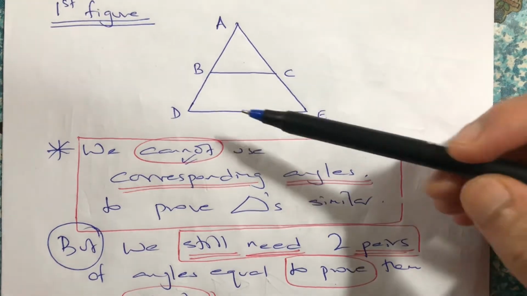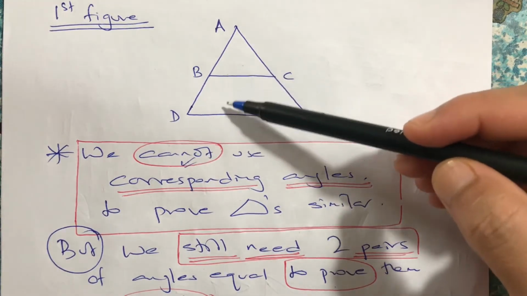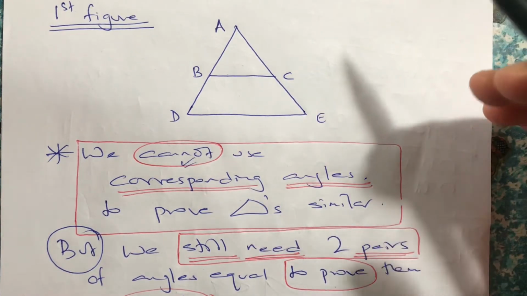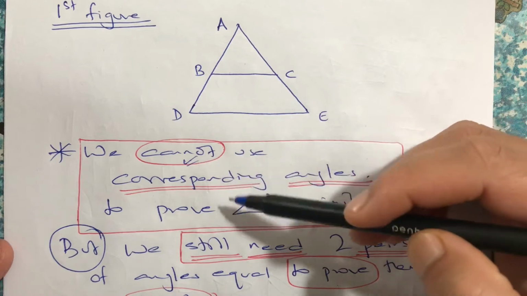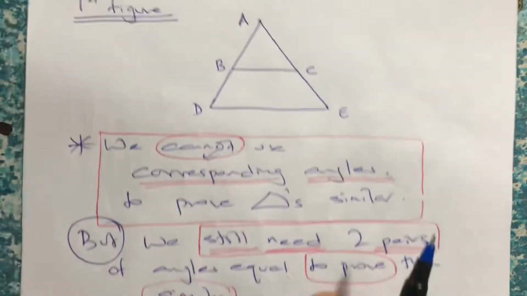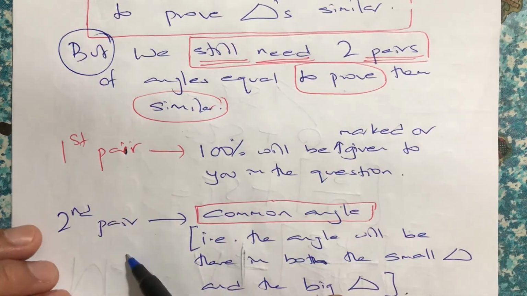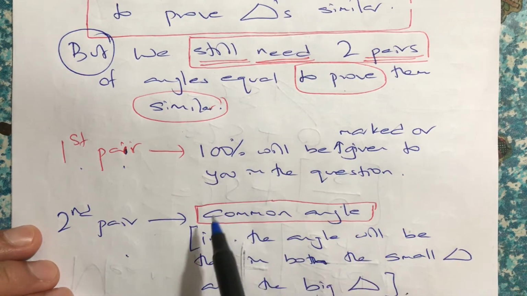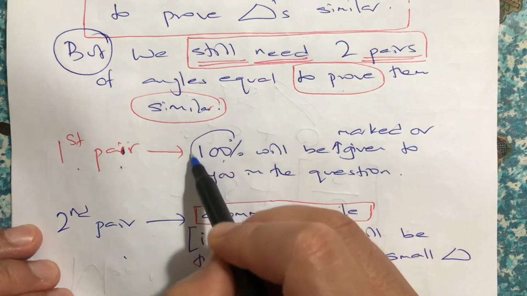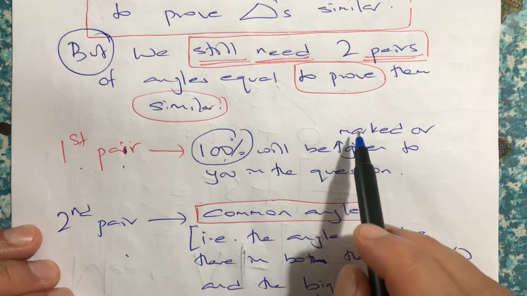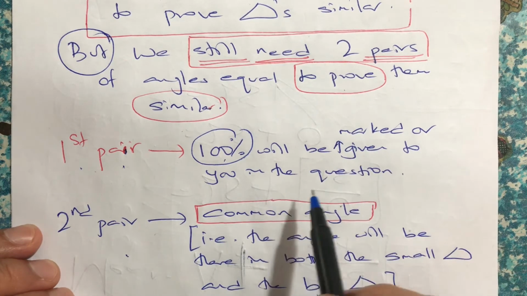Is that okay? So we said we cannot use corresponding. So then what is the other option that we have? What is the other way by which we can prove similar if we cannot use corresponding? Then in this type of question where the line is not parallel, we need two pairs. The first pair, you check or you read the question carefully. 100% one pair of angle, the first pair of angle will be either marked or will be given to you in the question.